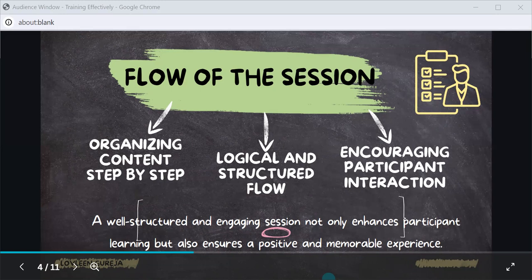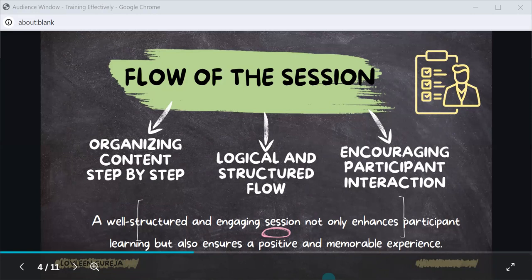So you need to structure your sessions for maximum impact. Your one slide should match over with the other. So break down your content into logical and sequential steps. Ensure that one step builds on the other. Each part of the material smoothly transitions to the next part, creating a cohesive and comprehensive journey.